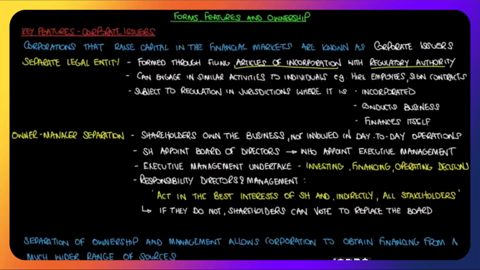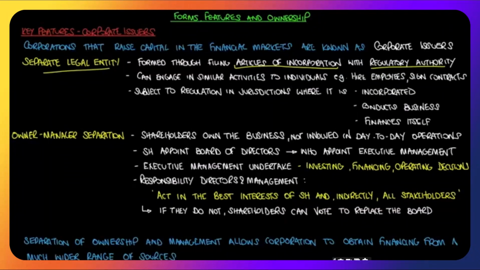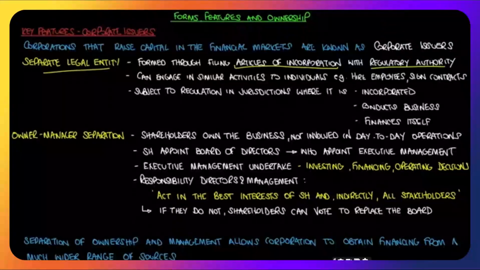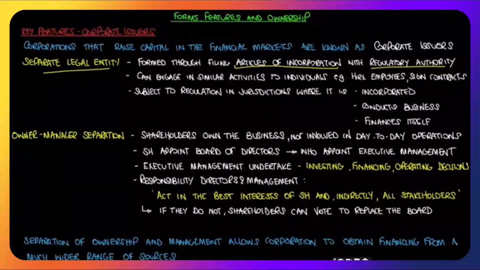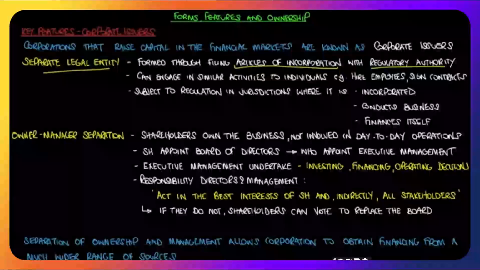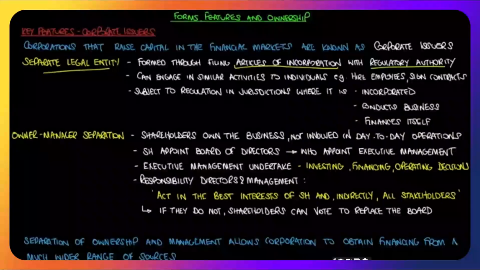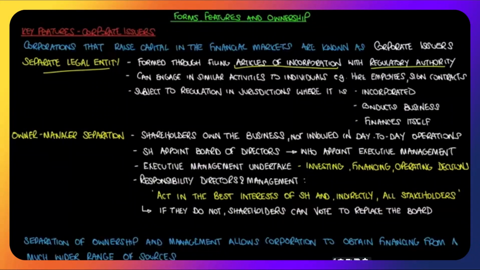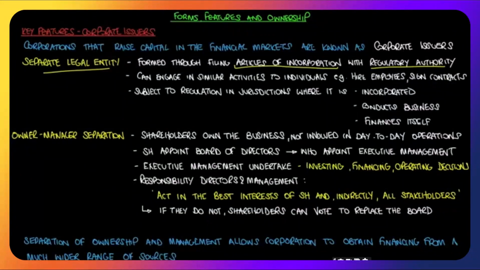It can engage in similar activities to individuals. It's a separate legal entity. It can do what individuals do. I mean, it's not sentient, but the entity itself can contract with people. It can hire employees and so on. It can be sued. It can be the subject of litigation. It is also subject to regulation. Jurisdictions where it is incorporated, where it does business, or where it finances itself will all regulate that entity.